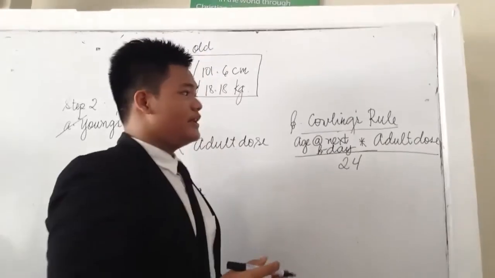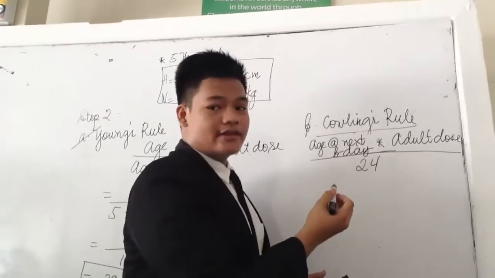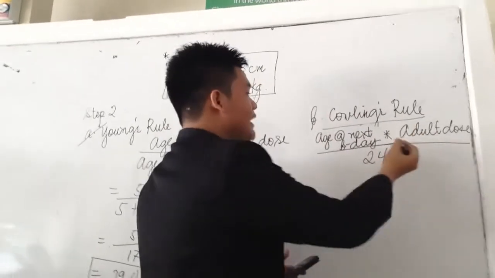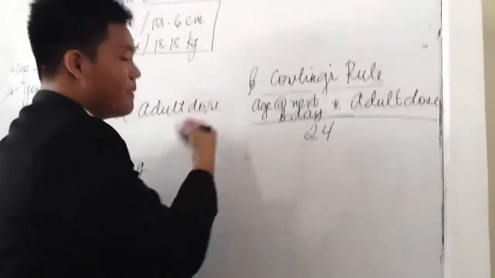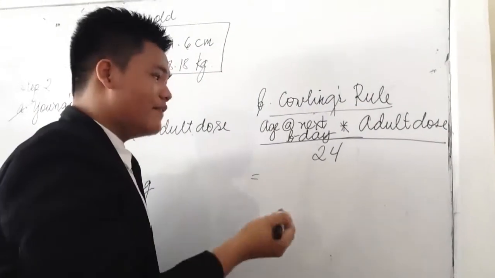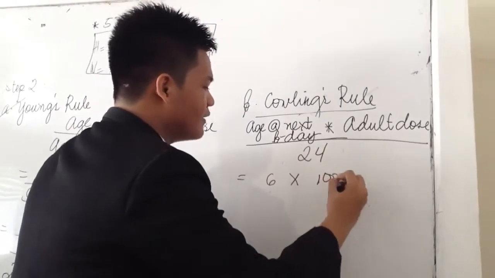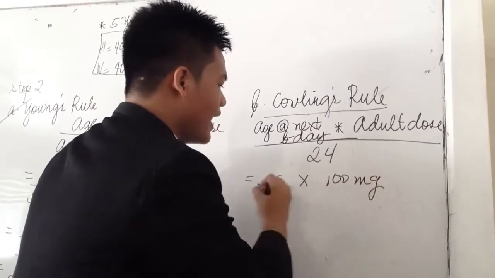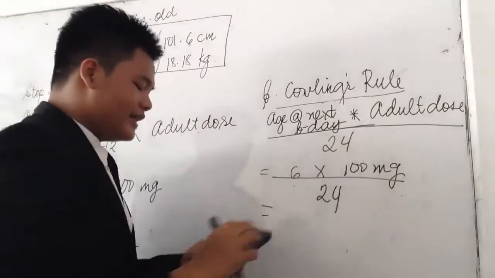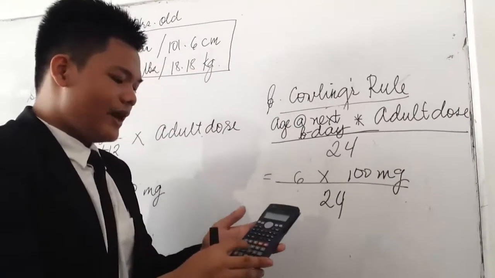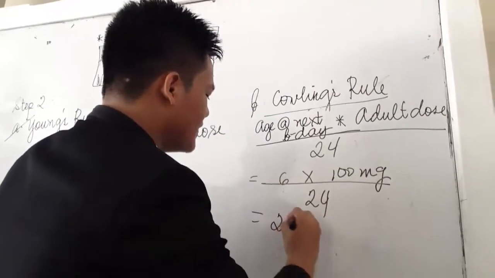Okay, so next is the dose calculation using Cowling's rule. So again, with Cowling's rule, we are following the formula age at next birthday, so that's the age plus 1, times adult dose divided by 24. So let's substitute. Remember the patient's age is 5 plus 1, that's 6, times the adult dose 100 milligrams divided by 24. So solve. 6 times 100, that's 600 divided by 24. So we got 25 milligrams.